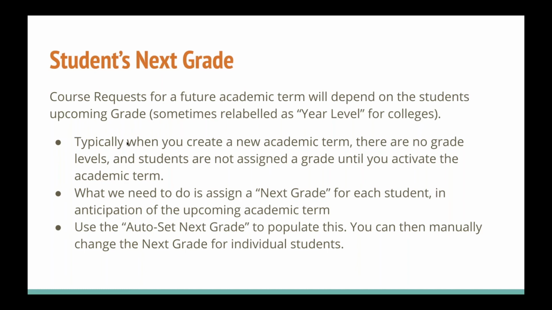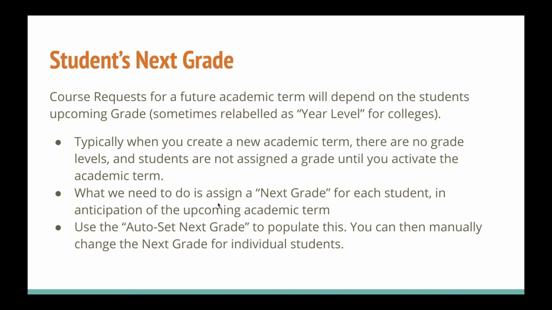So just to recap here, right? Usually when you create a new academic term, it starts off empty. So there are no grade levels, students aren't assigned a grade level yet. But you want to be able to process course requests without necessarily going through the whole step of activating the new term. So we have to assign a next grade.